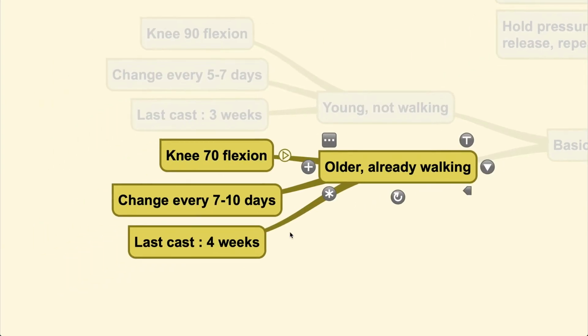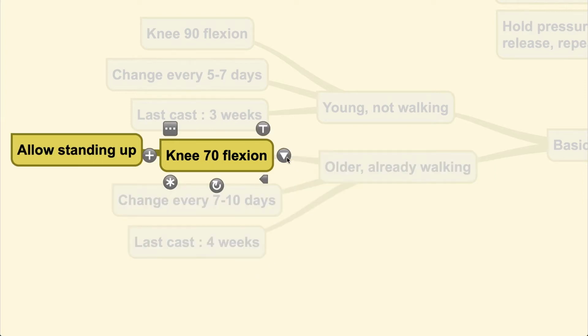If the patient is already walking, then the knee can be held in a slightly reduced flexion of 70 degrees. The cast should be changed every 7 to 10 days, and the last cast should last for at least 4 weeks. The reason behind the lesser degree of flexion of the knee is that the patient is advised to stand up and continue walking with their cast in place, and this degree of flexion allows the child to stand up.